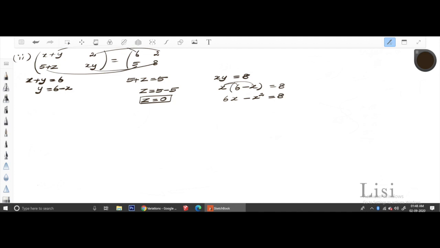And next you take this. Here minus x square is there, isn't it? We want this to be positive. So what you do? Just change the sign of all the elements: minus 6x plus x square is equal to minus 8. Right? And in the next step you arrange that x square minus 6x, and this 8 you bring to the other side, so it becomes plus 8, which is equal to 0.